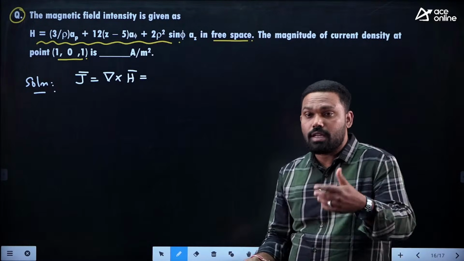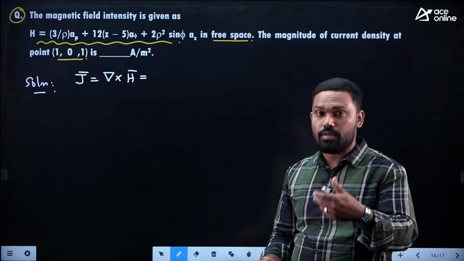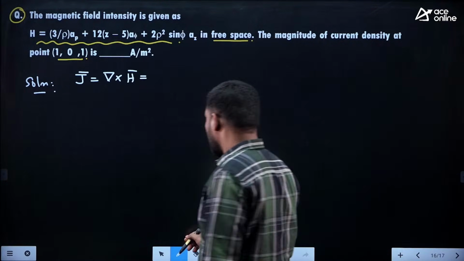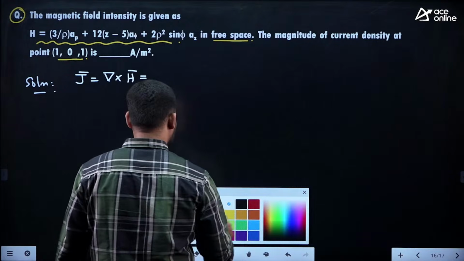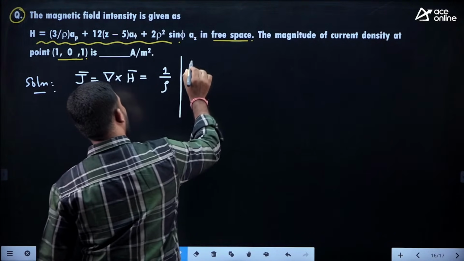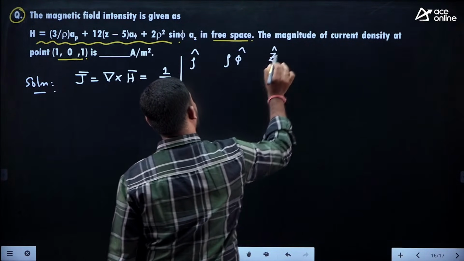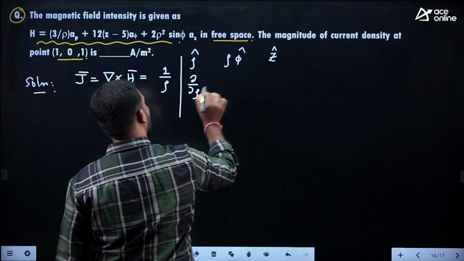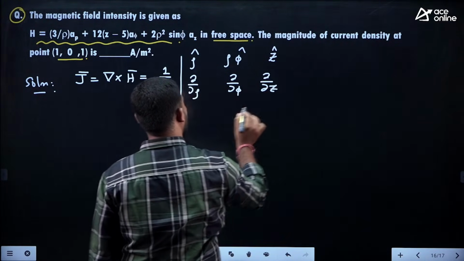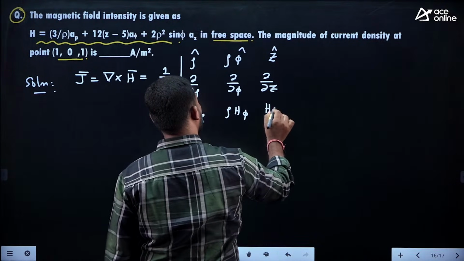You should know the formulas for divergence, curl, gradient, Laplacian operator, differential length, differential surface, differential volume in all three coordinates. Okay, guys, fine. So let me write down the formula here. The formula here is 1 by rho into the determinant with rows: rho cap, rho into phi cap, z cap; dou by dou rho, dou by dou phi, dou by dou z; H rho, rho into H phi, H z.